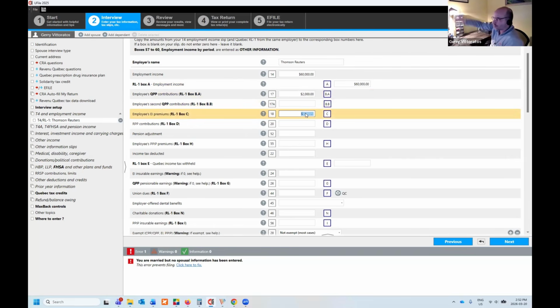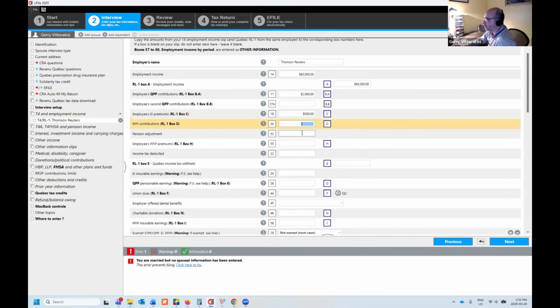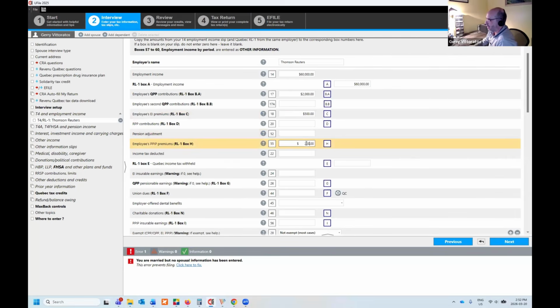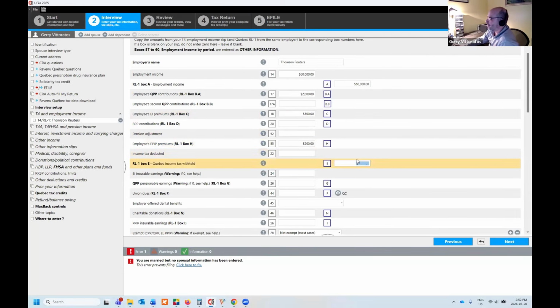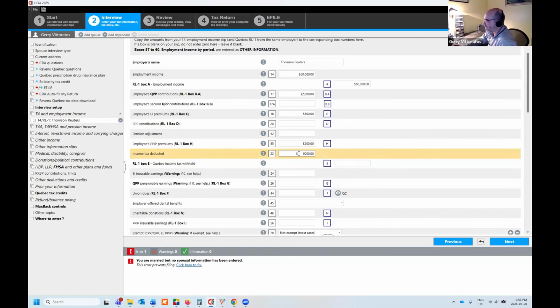Whatever you see, just follow the box numbers. That's all. Just follow the box numbers and enter the relevant information. So let's say now my withholdings at source on the federal would be, let's say, 6,000. For Quebec, it would be, let's say, 7,000, and so on. And you just plug in your amounts.